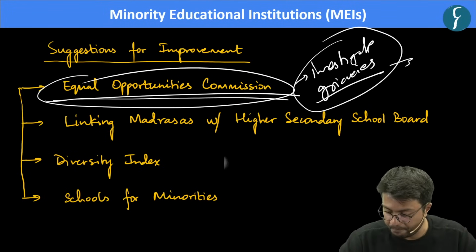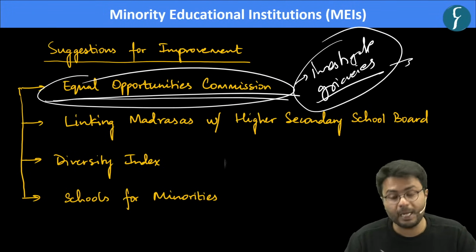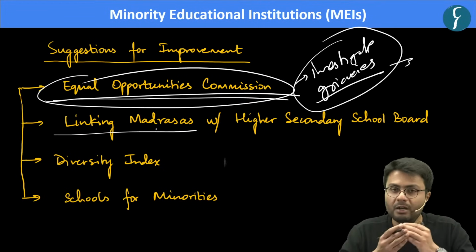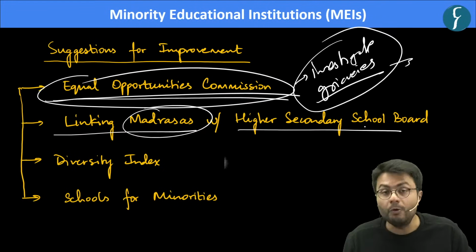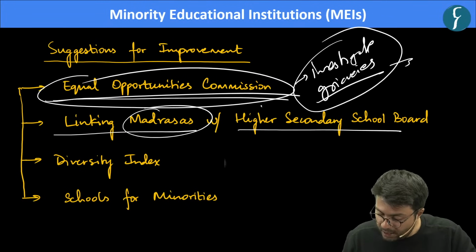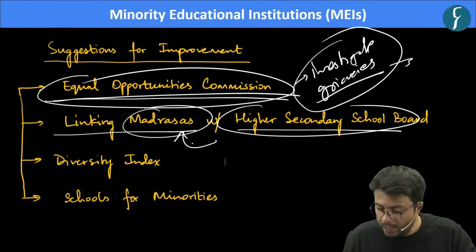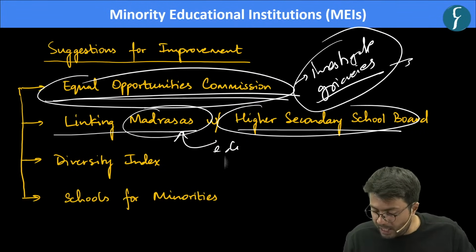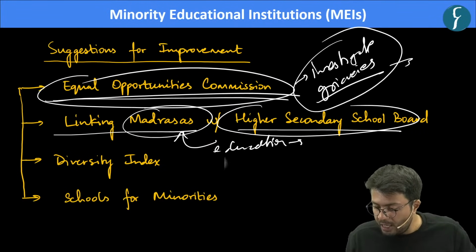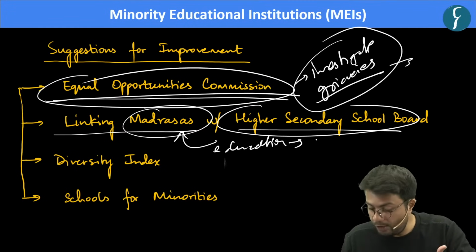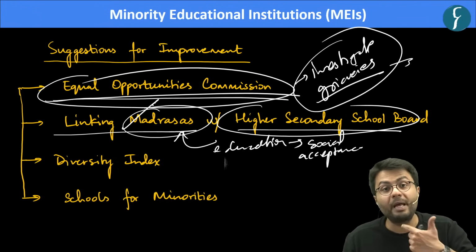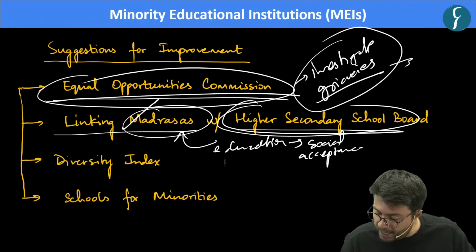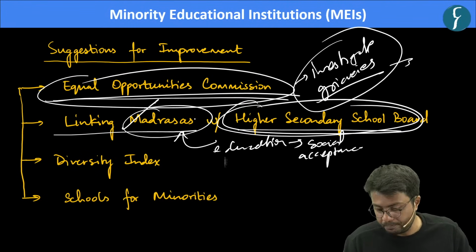Further, it is also very important to link traditional religious institutions such as madrasas with the higher secondary school board, because this linking will help the education attained in these traditional institutions gain a kind of social acceptance. Hence, students who are educated in these madrasas will benefit from this recognition by the higher secondary school board.